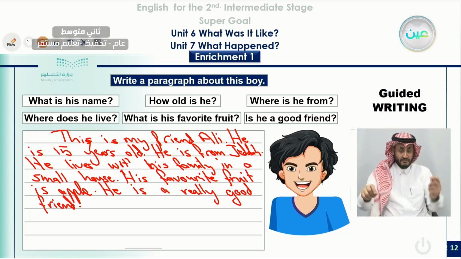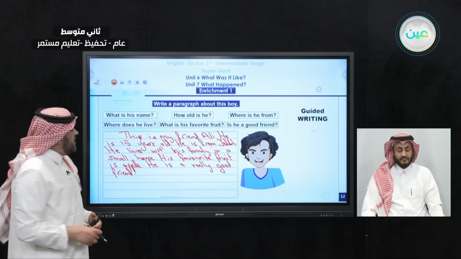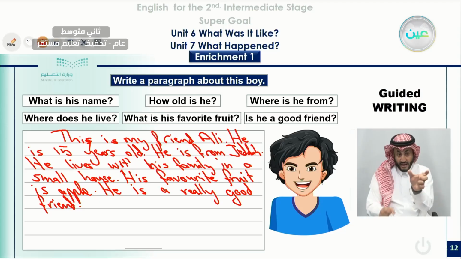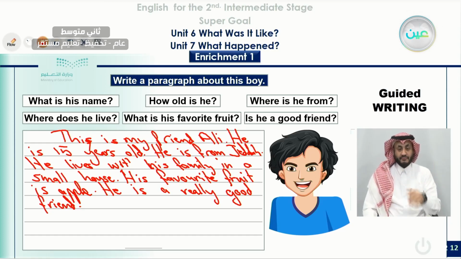Okay, so here we finished writing the guided writing, how the teacher helped me in writing. He asked me or she asked me some questions, and by answering these questions I could write a paragraph. Notice here something we didn't mention. You have to make something called indentation here to indicate that you are writing a paragraph.